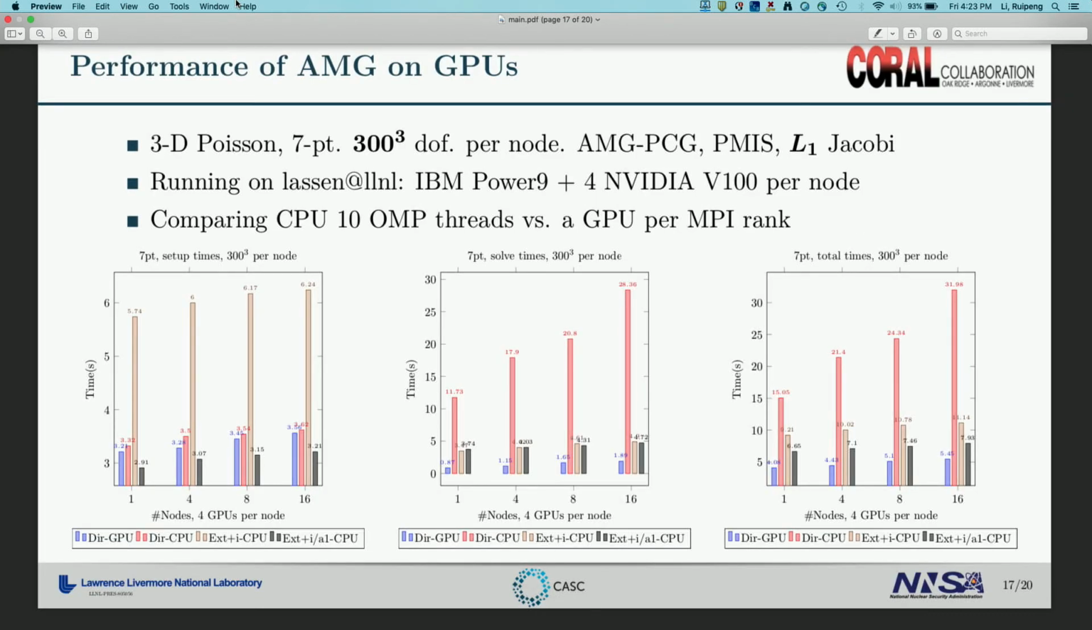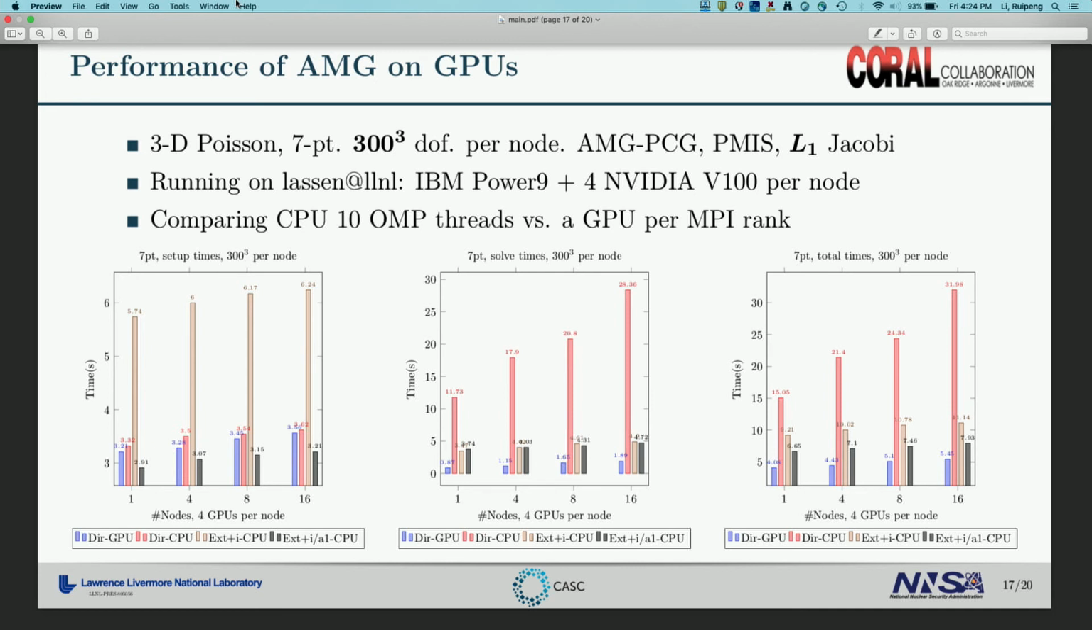Here I want to show some numerical results. These are just model problems, Laplacian. I want to give you a feeling for the speedup and the performance comparison on this model problem on GPUs. We test a 3D Poisson problem, 7-point first, and this is quite a large problem per GPU, 300 cubed degrees of freedom per node. We use AMG with PCG, running on V100 GPUs and Power9 CPUs.